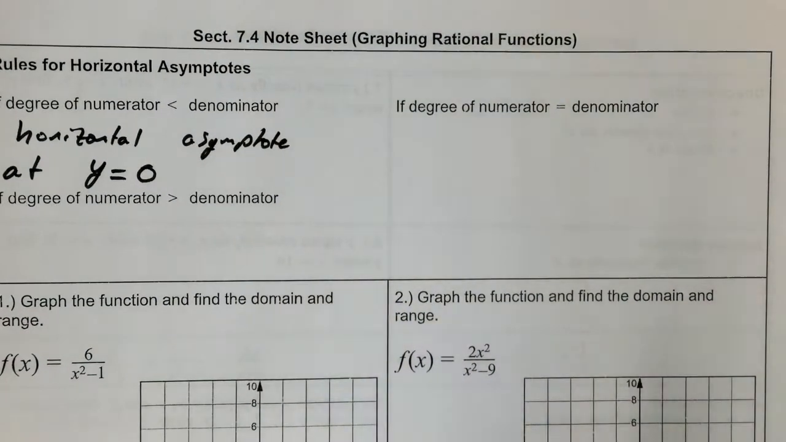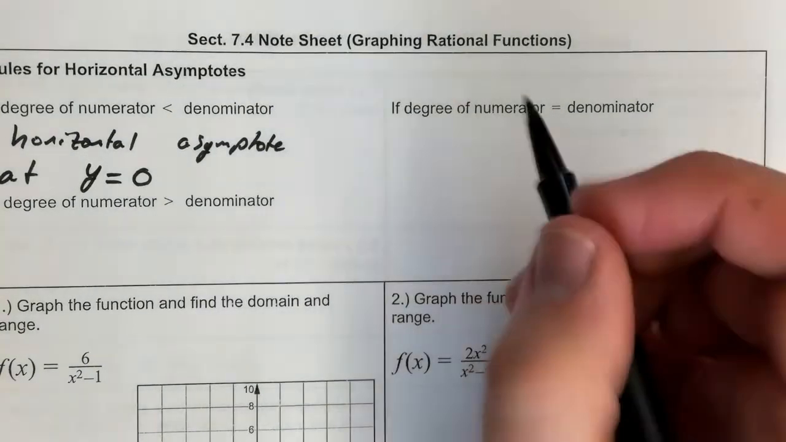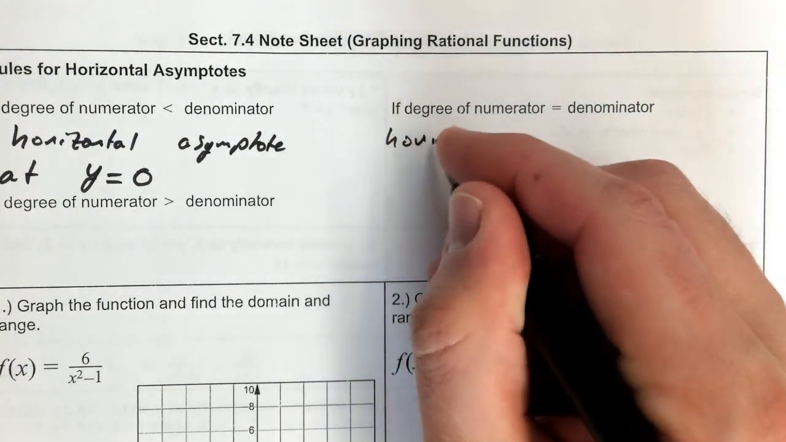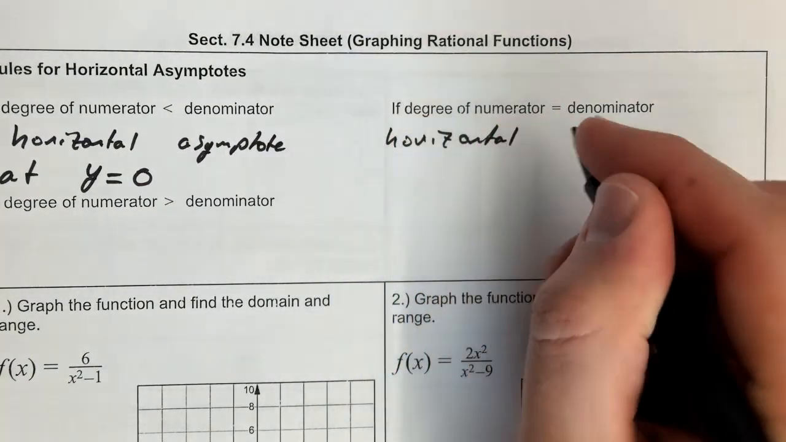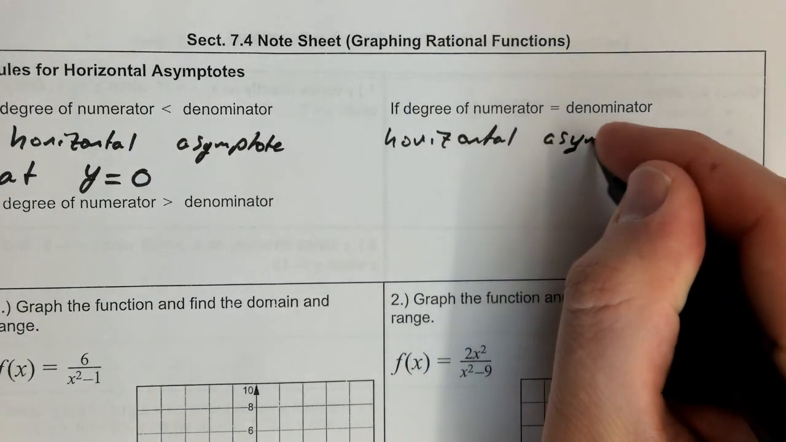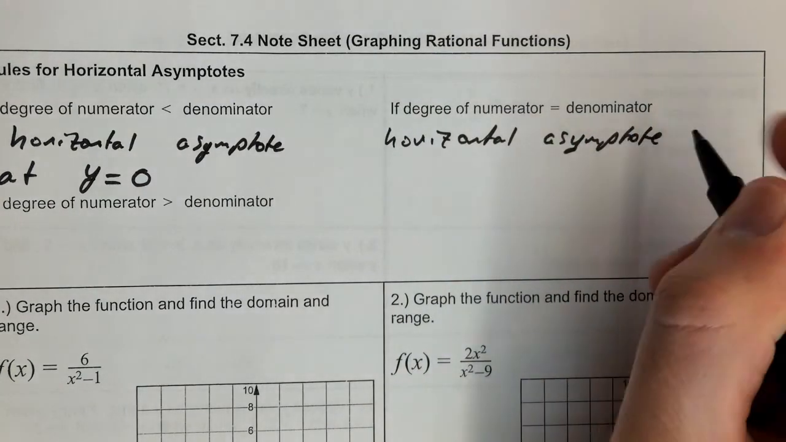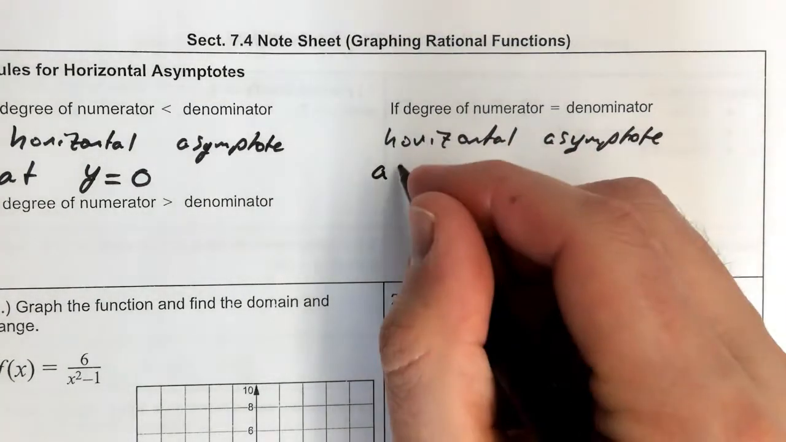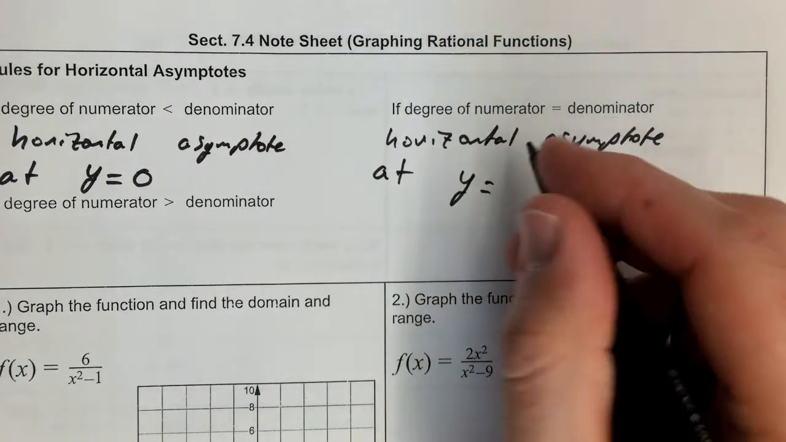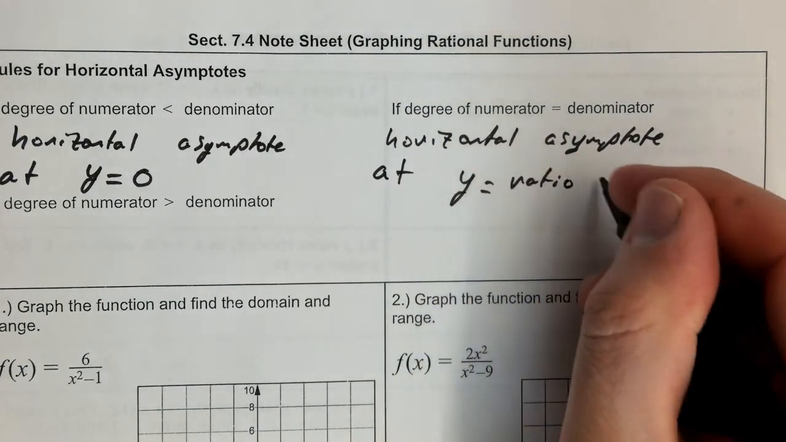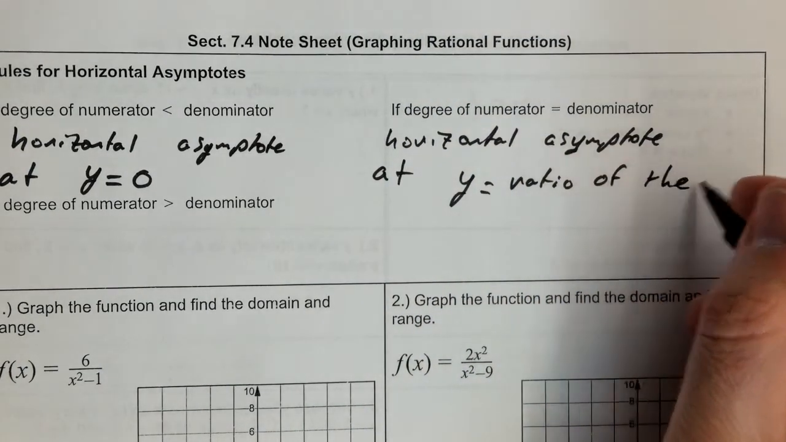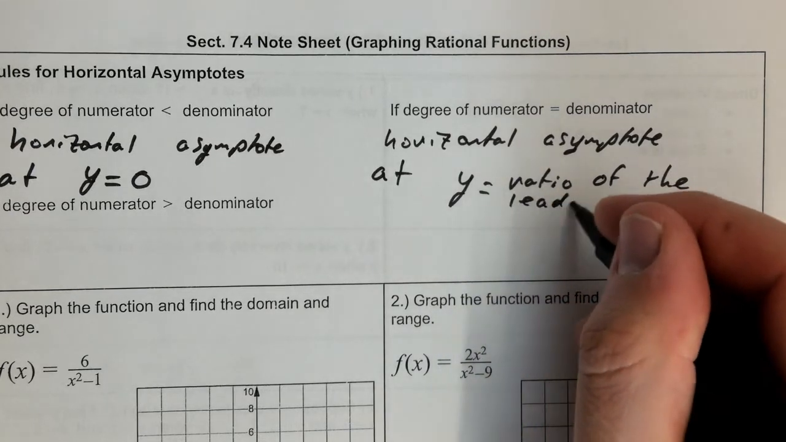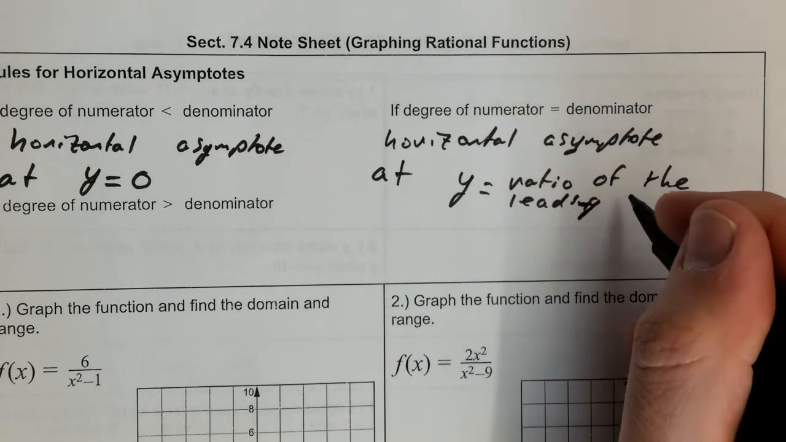Right? If the degree of the numerator is equal to the degree of the denominator, then there is a horizontal asymptote at y equals the ratio of the leading coefficients.